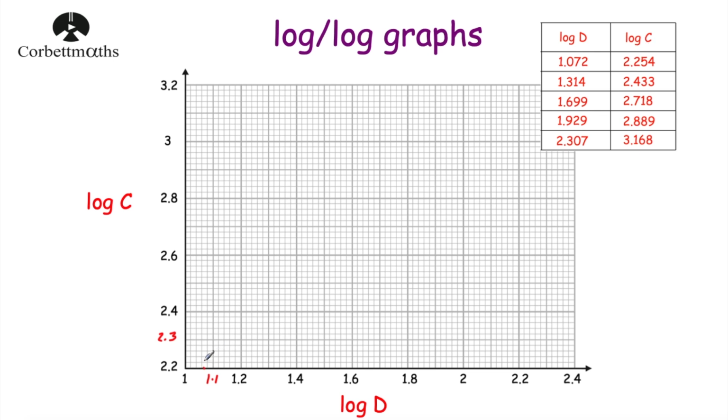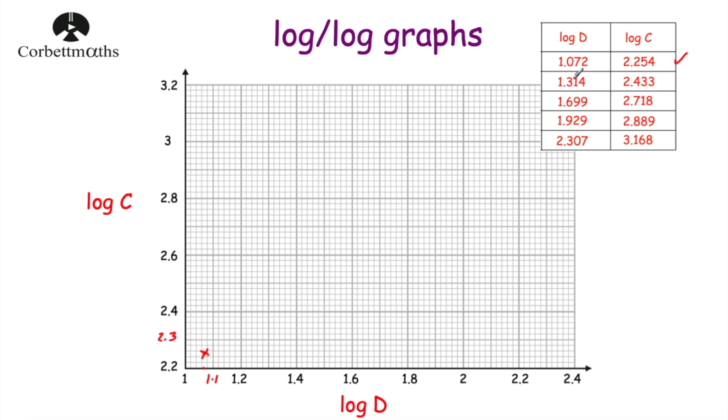So 2.22 would be there, 2.24 would be there, 2.25 would be in the middle of 2.24 and 2.26, so it's going to be roughly there. So that's going to be where our first point will be here. Okay, our next point, 1.314 and 2.433, so roughly 1.3 and 2.4, that's what I'm going to plot here.